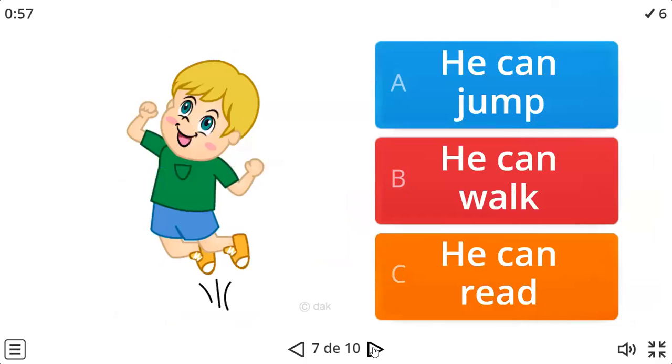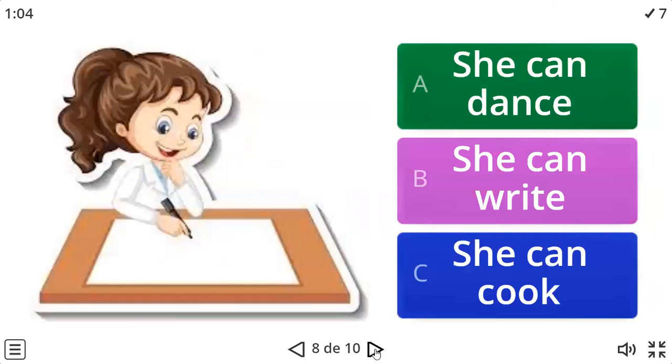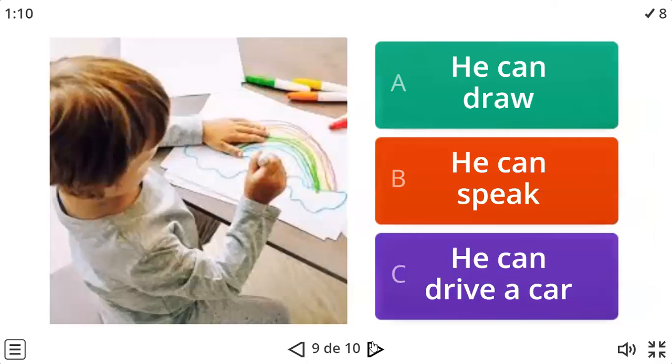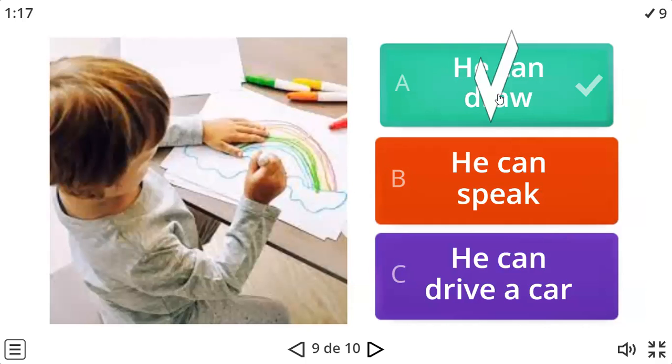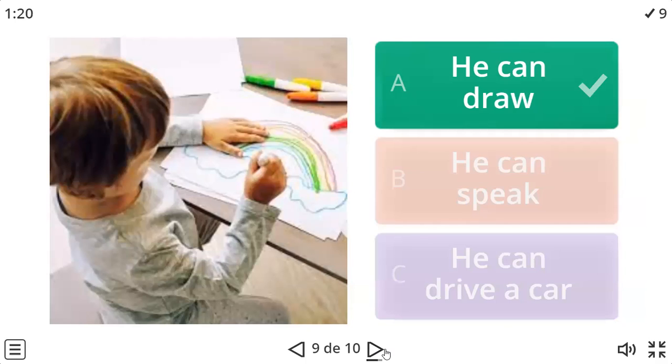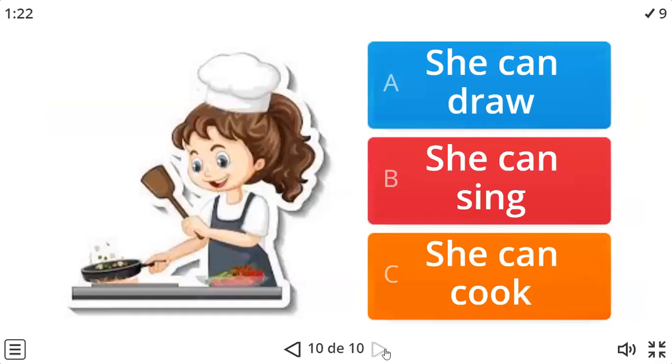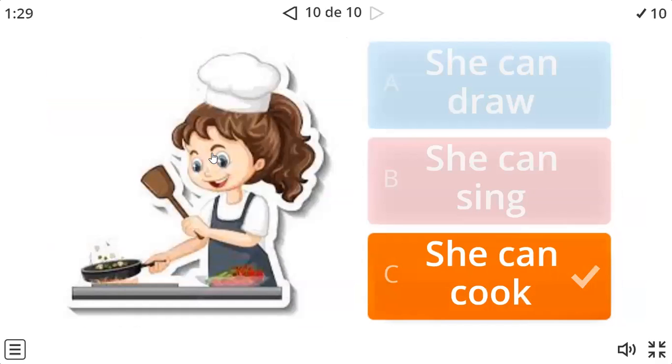He can drive a car. This one? He can jump. Hey, this one. He can drive. Nice. What about this one? He can draw, dibujar. Okay, nice. What about this one? The last one. She can cook. Exactly. Ya puede cocinar. Okay. Very nice, guys. Very cool.